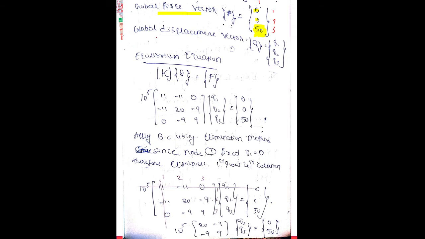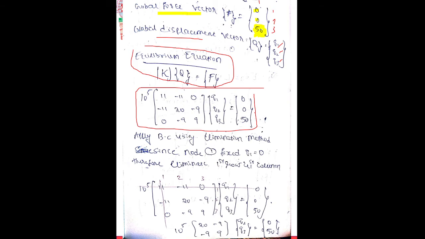Then the global displacement vector as usual: Q is equal to Q1, Q2, Q3 at the nodes. Therefore, the next step is the equilibrium equation. We need to apply the equilibrium equation KQ is equal to F. Substitute all the values of the matrix. And finally, we need to apply the boundary condition.